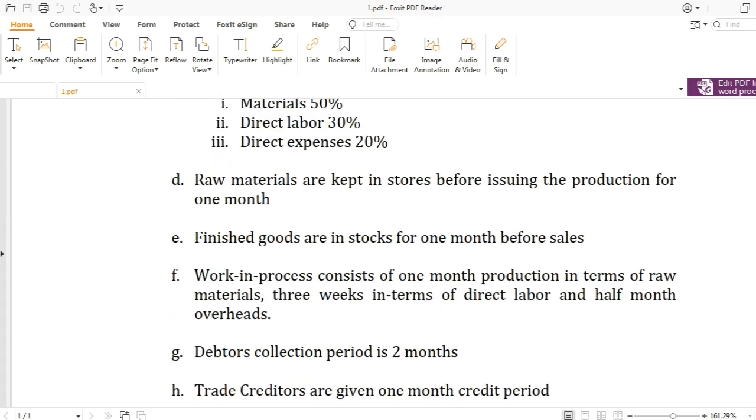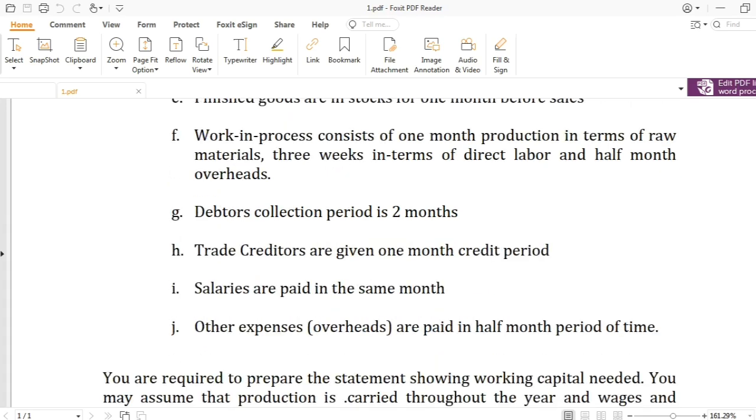Raw materials are kept in stores before issuing to production for 1 month. So the raw material period is 1 month. Finished goods are in stock for 1 month before sales. Work in progress consists of 1 month production in terms of raw materials, 3 weeks in terms of direct labor and half month overheads. Debtors collection period is 2 months. Trade creditors are given a 1 month credit period. Salaries are paid in the same month. Other expenses, overheads, are paid in half a month.